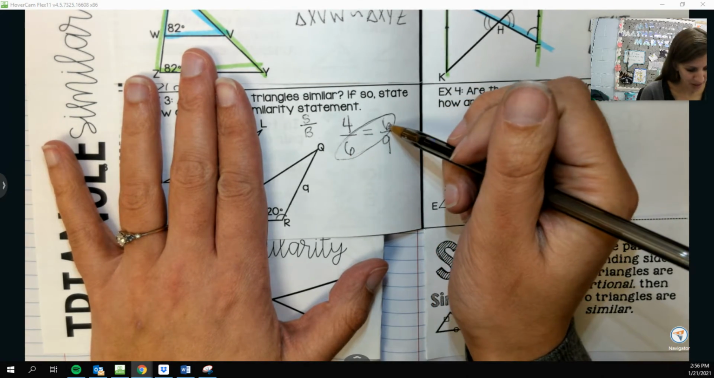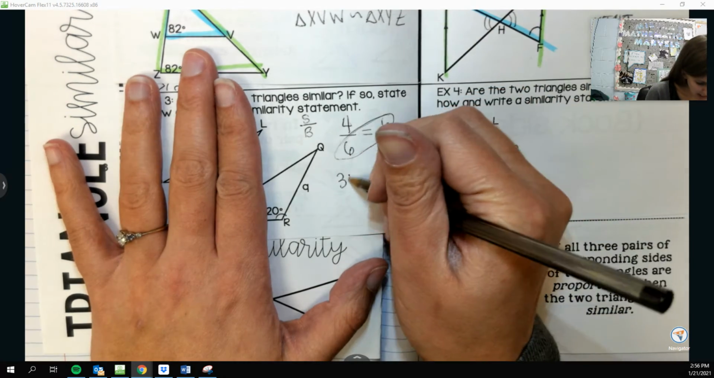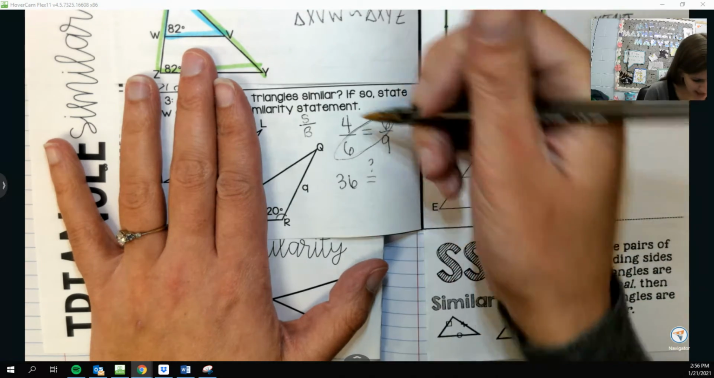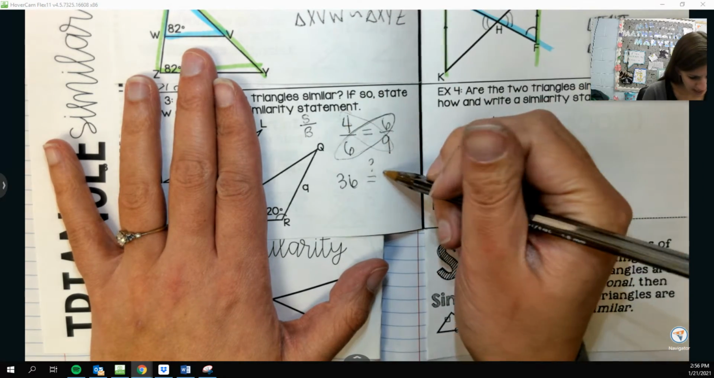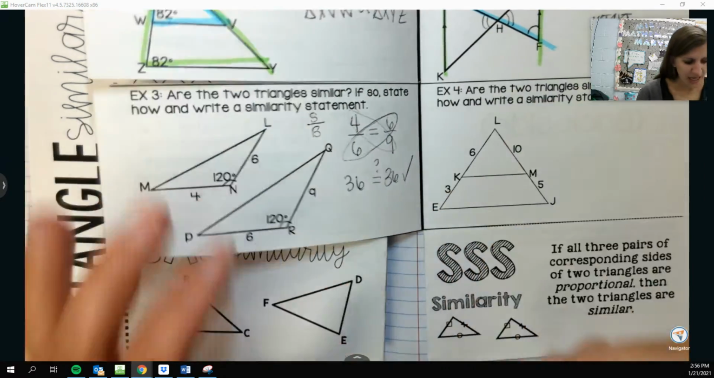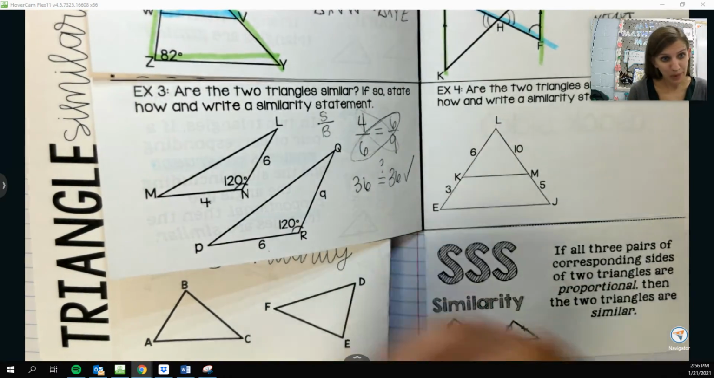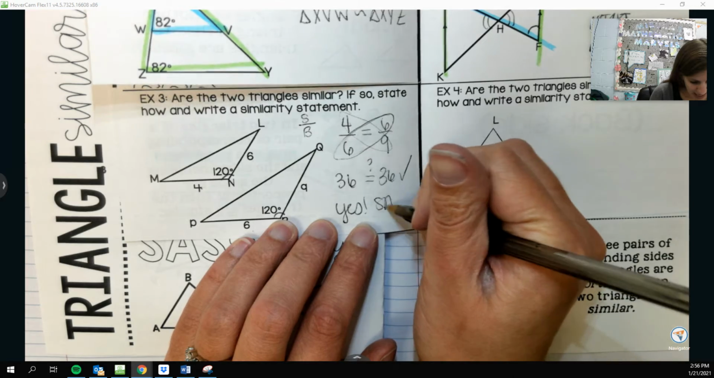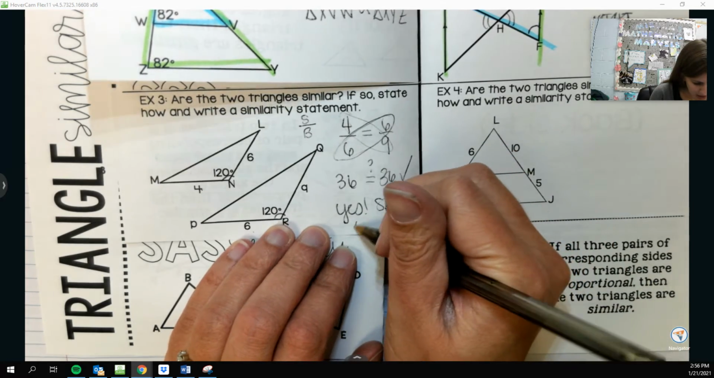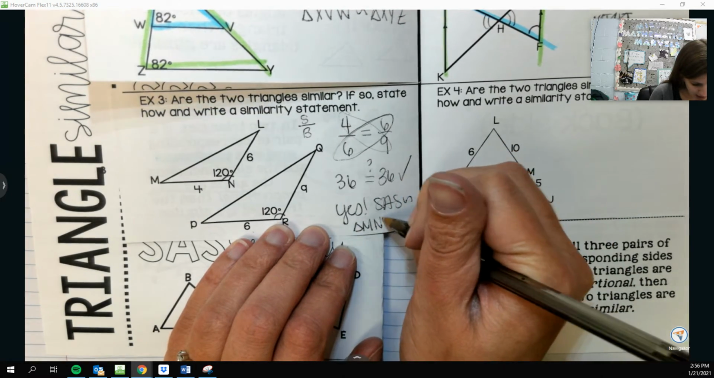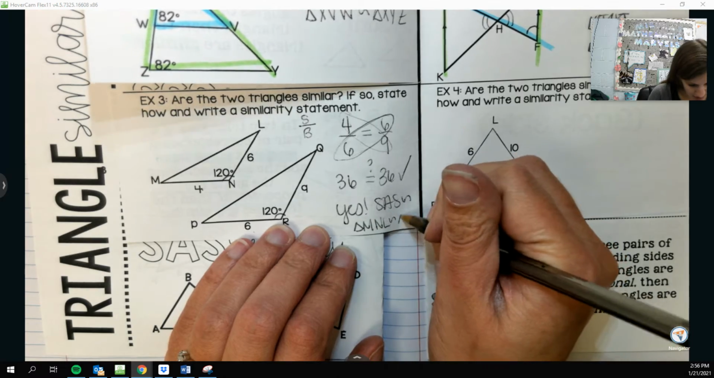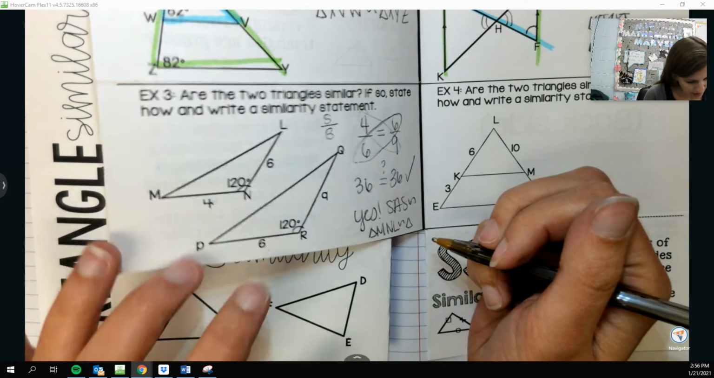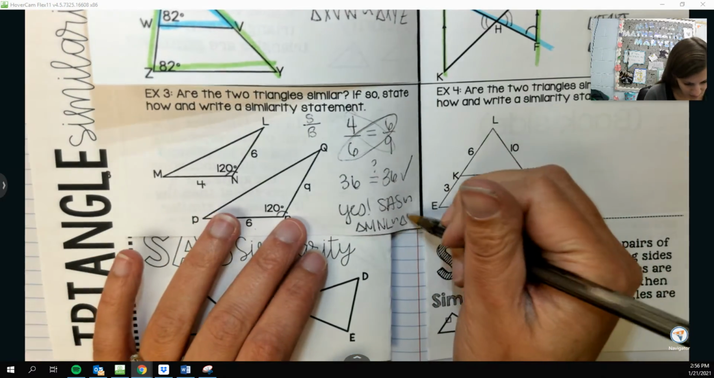Now there's nothing to solve for here, so I'm really just cross multiplying to see if they're the same. So 6 times 6 is 36. Is that the same as 4 times 9? And it sure is. So now that I know the sides are proportional, they are similar by side angle side similarity. So triangle MNL is similar to triangle PRQ.